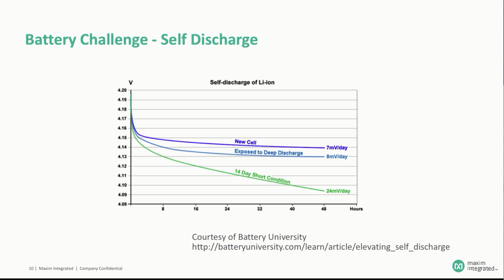Here we see a chart of a lithium-ion battery and its rate of discharge for various methods of storage. In all cases, you see a self-discharge on the order of millivolts per day.